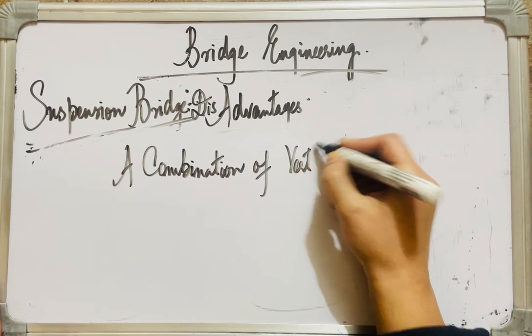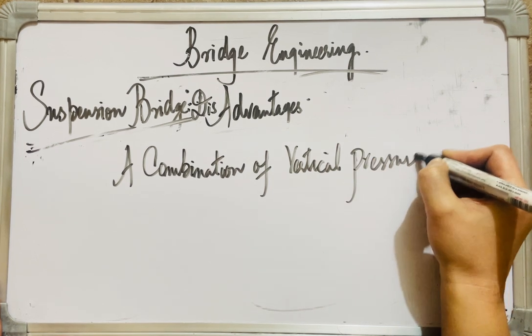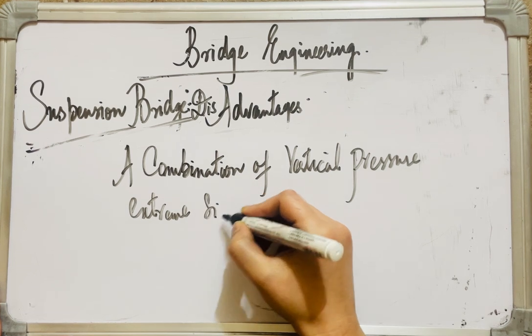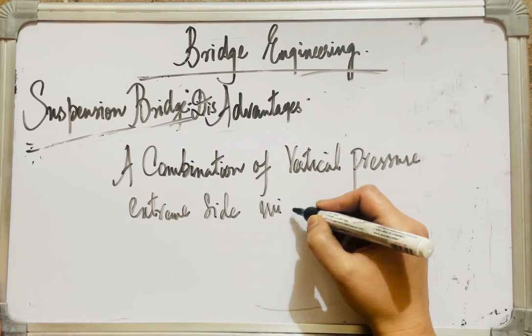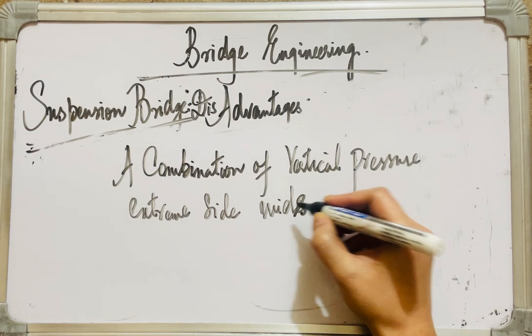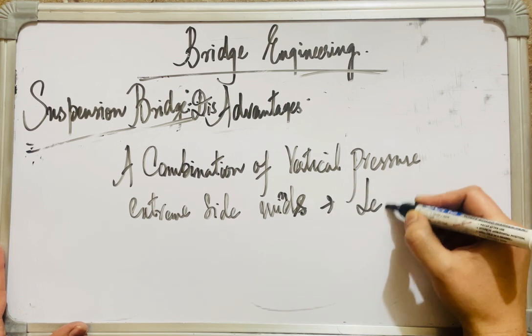vertical pressures and extreme side winds, and our deck and stiffening system is inadequate, that may cause the failure of the span. So if there is a combination of vertical pressure and extreme side winds, all right, that can lead to the failure of the span.